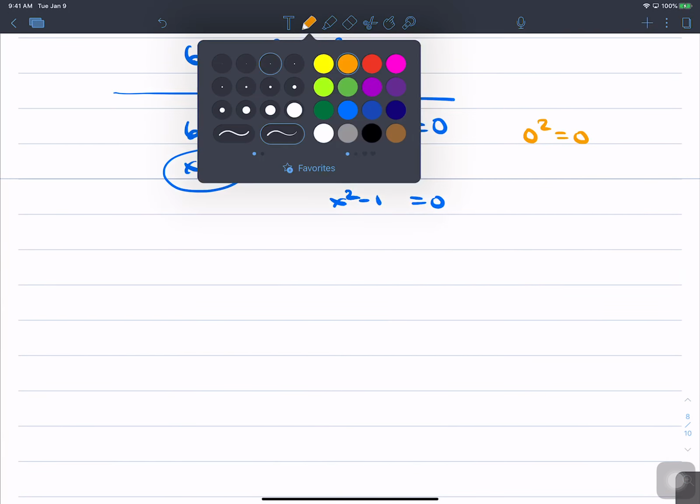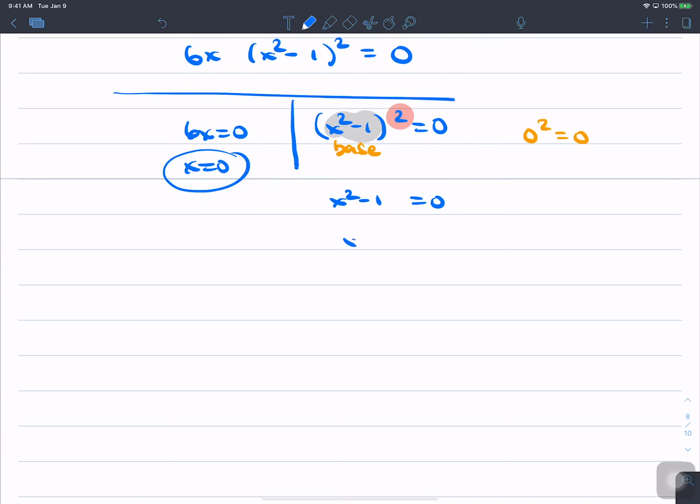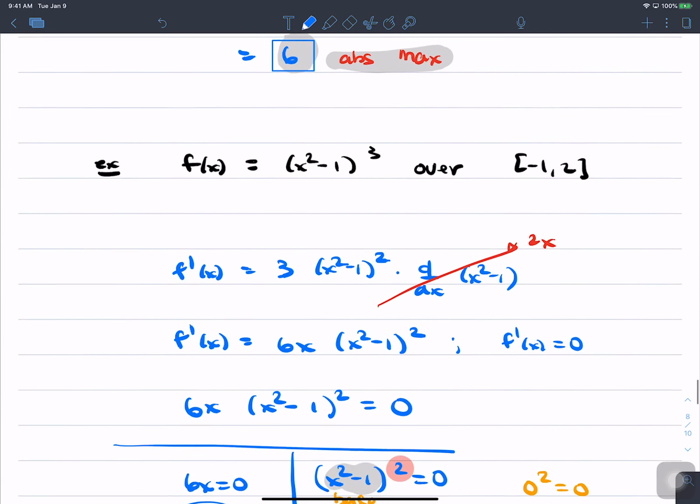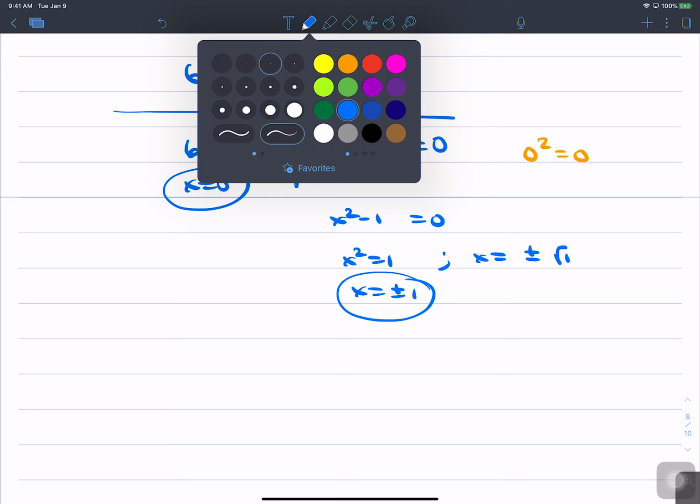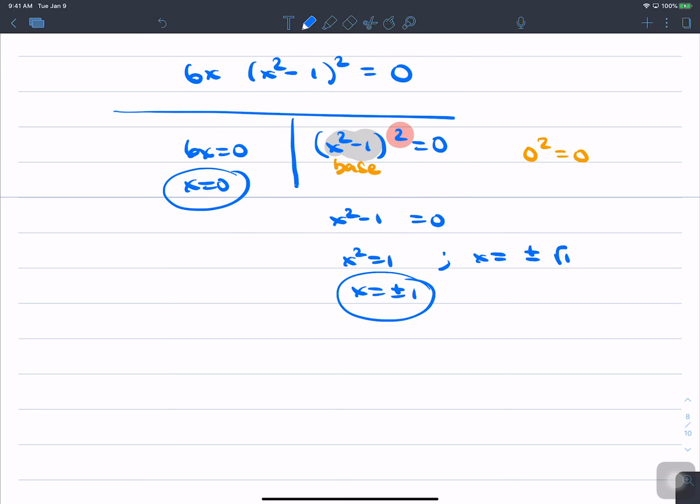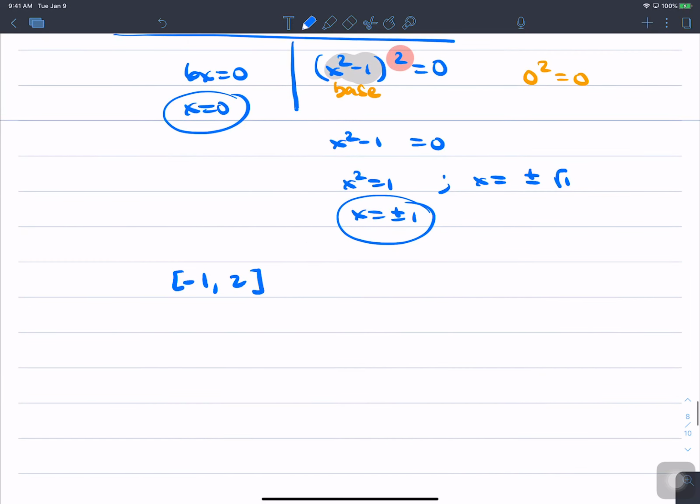And now you've got two ways to solve this one. This means x squared is 1, and by the square root property, x is plus or minus the square root of 1, or simply x is plus or minus 1. The interval they're talking about is -1 to 2. So that means, ladies and gentlemen, 0 is in that interval, and so is plus or minus 1. So I have 3 critical values over the interval.